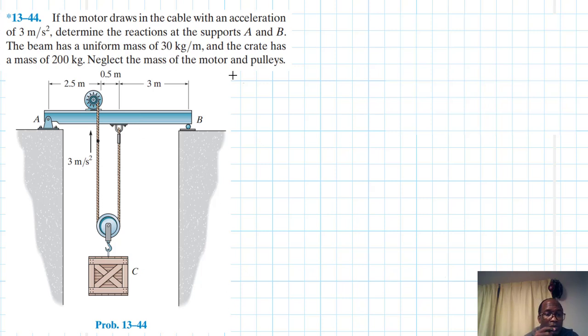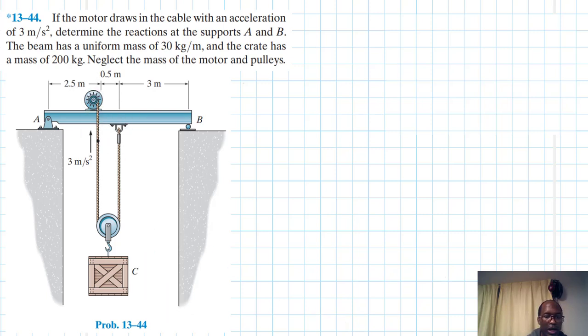This problem is coming from Engineering Mechanics: Dynamics, 14th edition by R.C. Hibbeler. Let's take note of this mass. This is for the beam, which we are going to use later on as we compute the supports. This is the mass of the crate that we're going to use when we compute the motion.